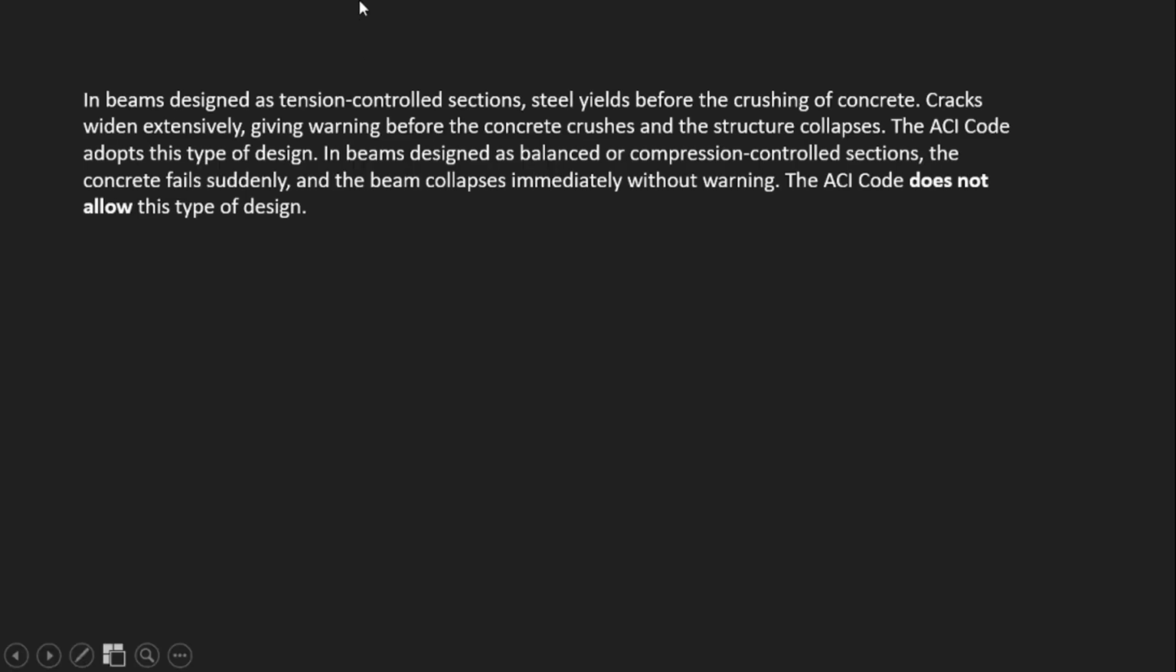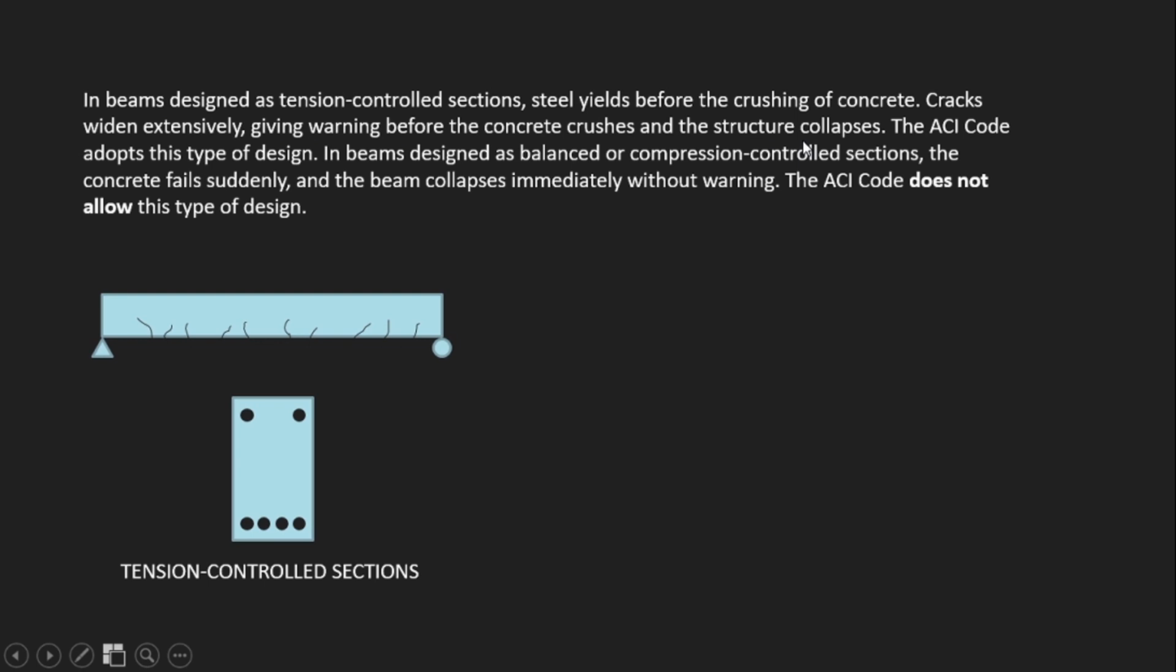So in beams designed as tension-controlled sections, steel yields before the crushing of concrete. The cracks widen extensively, giving a warning before the concrete crashes and the structure collapses. So for example, ito yung figure niya. This is a tension-controlled section. Kung sakali man mag-fail yung beam natin na dinesign natin, at least dapat yung failure niya is tension-controlled section. Kasi nga, in tension-controlled section, nagbibigay siya ng warning kasi nagkakaroon tayo ng cracks sa bottom of our concrete.